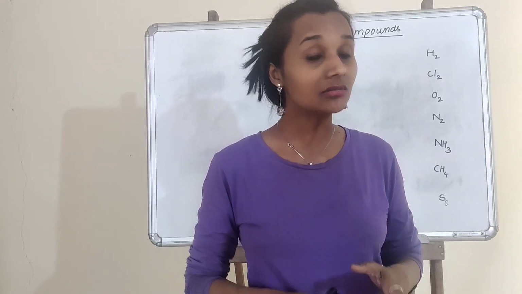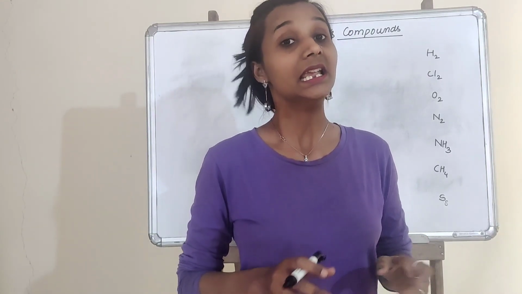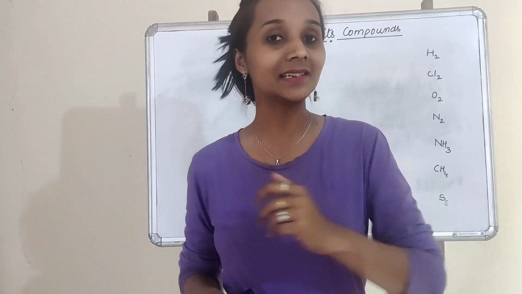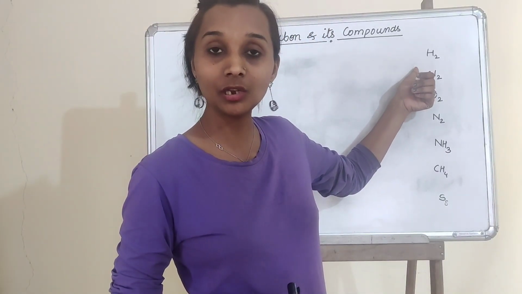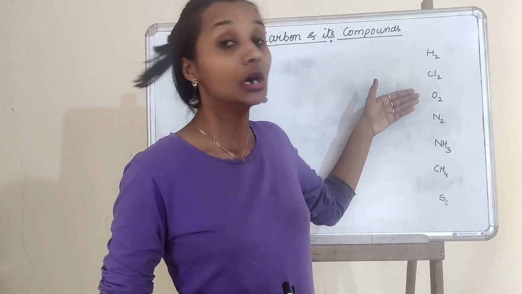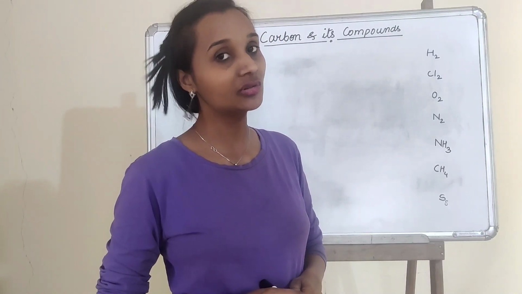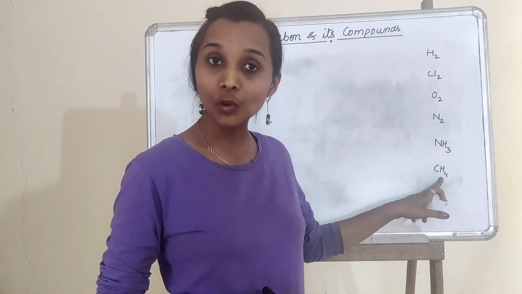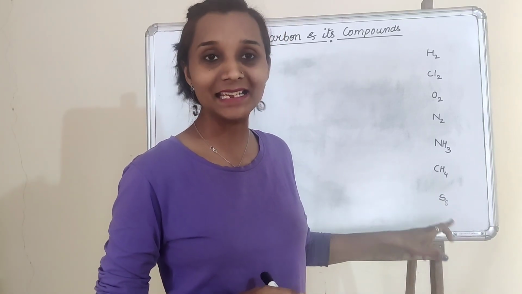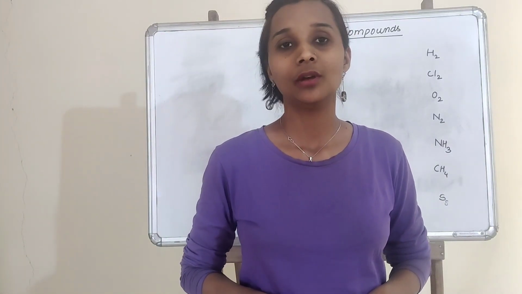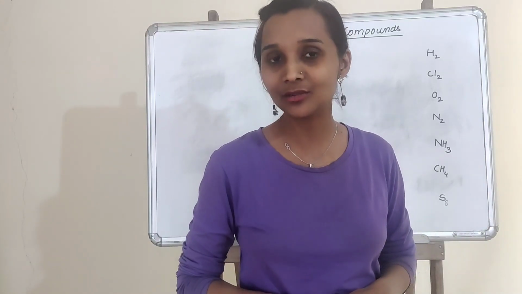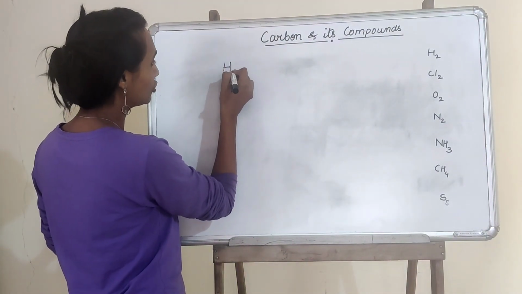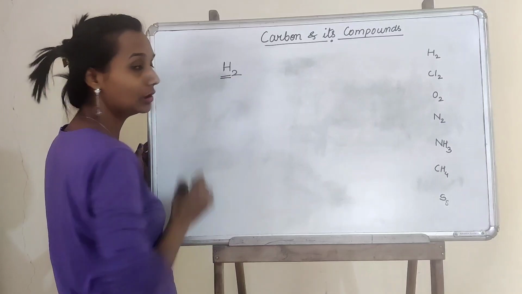Okay, so in today's session, I am going to take the electron dot structure, or else Lewis dot structure, of hydrogen molecule, chlorine molecule, oxygen molecule, nitrogen molecule, ammonia NH3, CH4 methane, S8 sulfur. So, what are we waiting for? Let us start with today's session, where I am going to take the Lewis dot structure of hydrogen molecule.